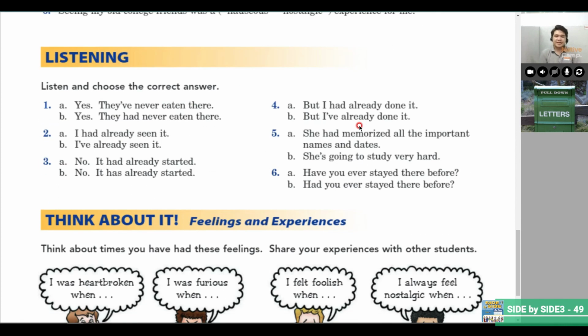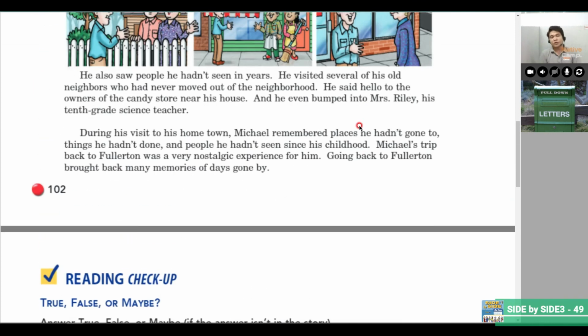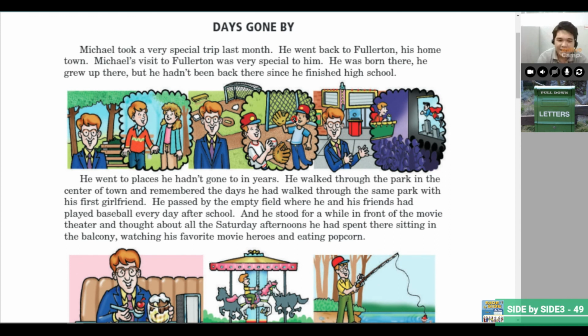Let's have page 103, reading checkup. You will just answer if it's true, false, or maybe. Maybe if it's not in the story, okay? Number one, Michael moved back to Fullerton last month. True or false? False. He didn't move back. He just visited.